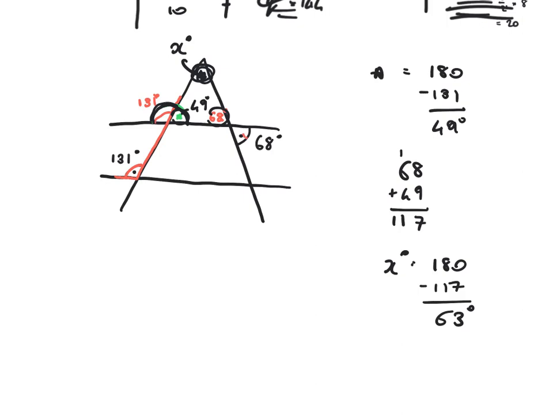So let's just go over that again. So I was given this information here, 68 degrees, which means the opposite angle must also be 68. I was given the information here that that's 131, so that lies in an F angle with this one.